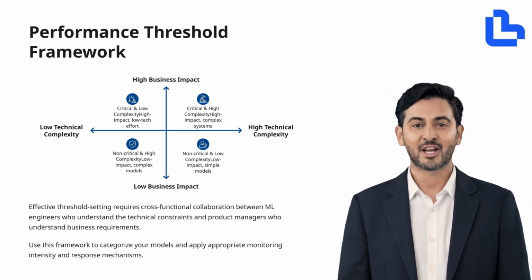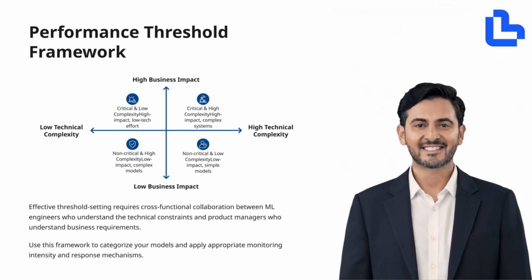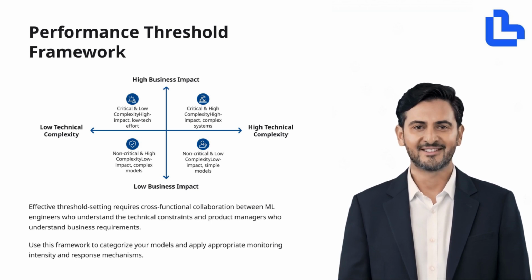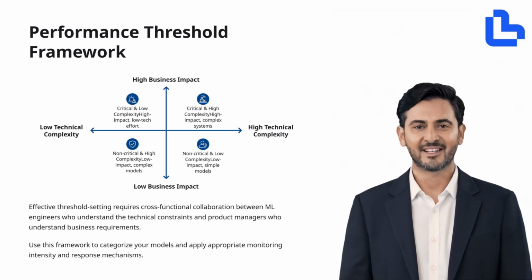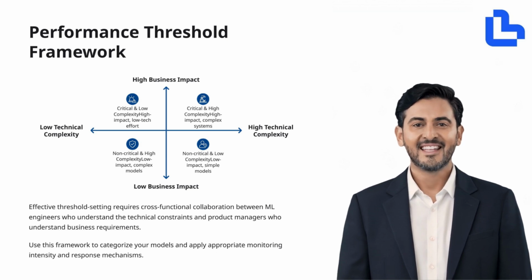Finally, the top right quadrant is where things get serious: critical and high-complexity models. These are the backbone of your production systems, such as recommendation engines, credit scoring models, or real-time personalization algorithms. For these, you need rigorous monitoring, finely tuned thresholds, and automated response mechanisms. The key to success is cross-functional collaboration. ML engineers bring deep technical insight, while product managers understand business priorities. Together, they can define thresholds that are both technically sound and strategically aligned. Use this framework to guide your decisions and ensure that your monitoring efforts are proportional to the model's role in your organization.